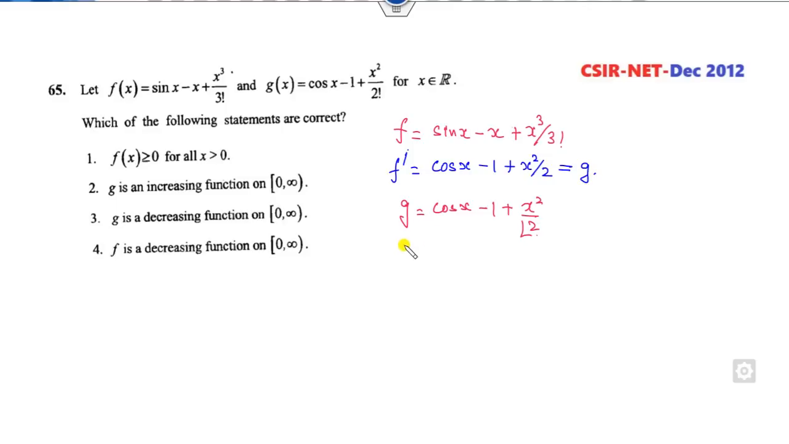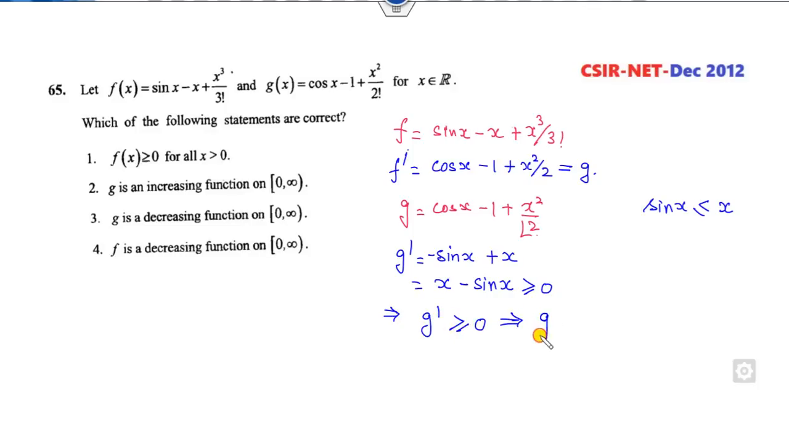Now, what is G dash? It is minus sin x, it will be 0, plus x. That is x minus sin x. Now, we all know sin x is always less than or equal to x. So it means this number will always be greater than or equal to 0. What is the meaning of that? G dash is always greater than 0. It means G is an increasing function. So the second option is correct.